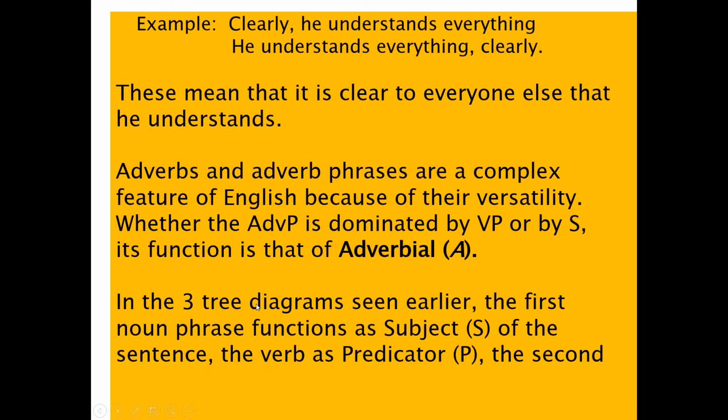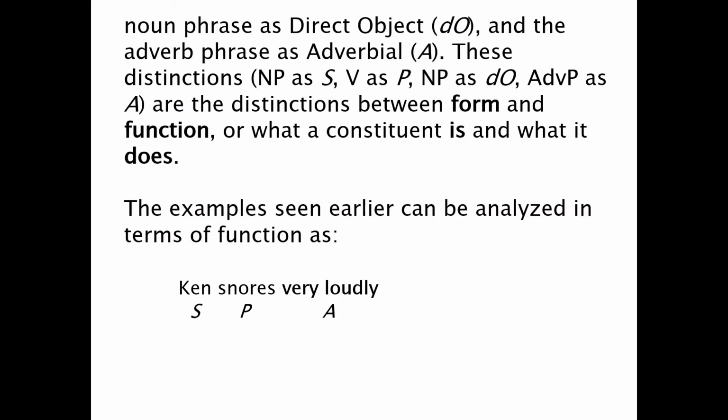In the three diagrams seen earlier, the first noun phrase functions as the subject of the sentence, the verb as a predicator or predicate, خبر. The second noun phrase as direct object, and the adverb phrase as adverbial. Okay, these distinctions, noun phrase as subject, verb as predicate, noun phrase as direct object, adverb phrase as adverbial, are the distinctions between form and function, or what a constituent is and what it does.